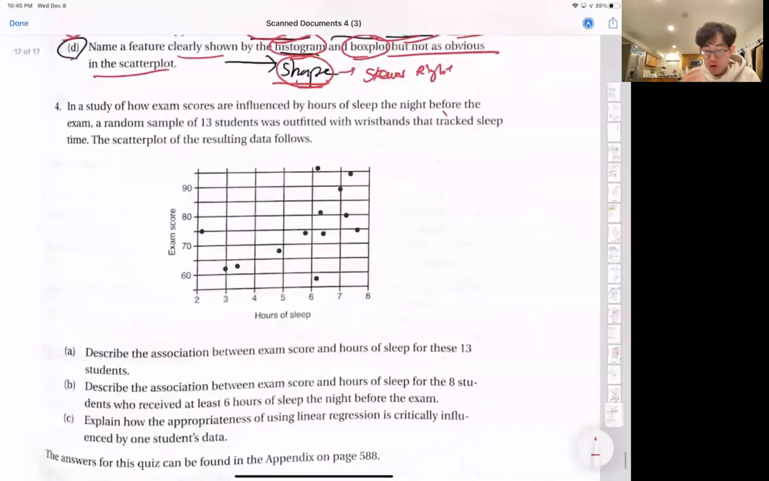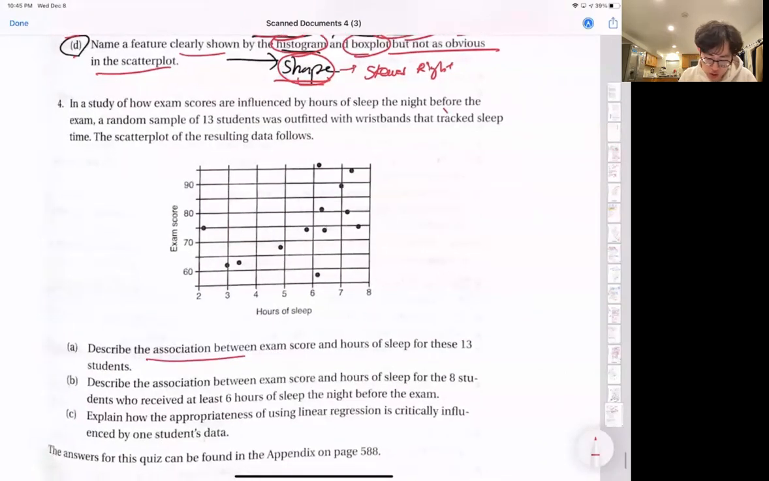All right, last question for quiz 9. In a study, we have these hours of sleep versus exam scores. Describe the association between the exam scores. So let's draw a line like this, it seems like. First of all, this is very weak. I hope you guys can also see that as well.